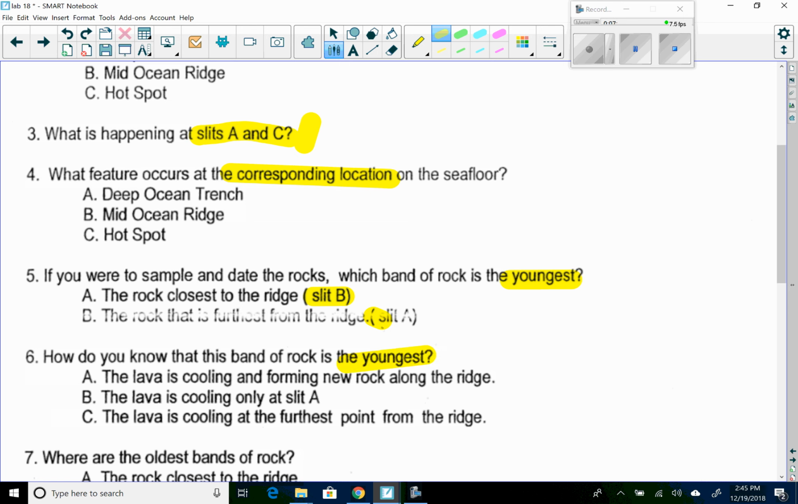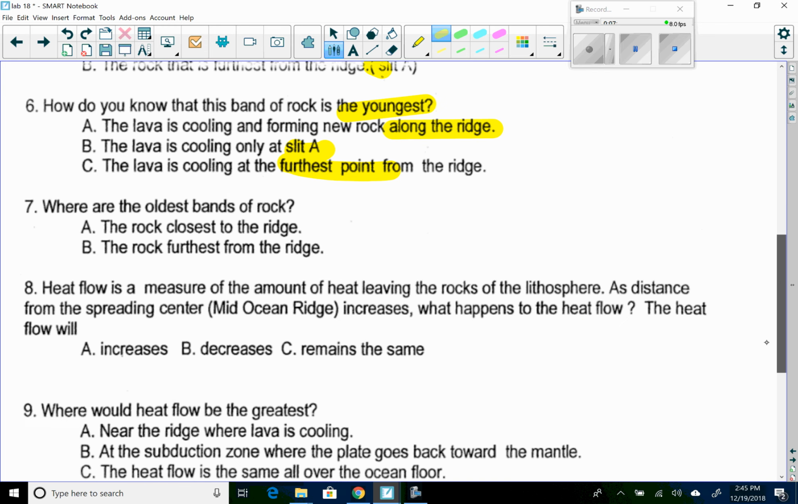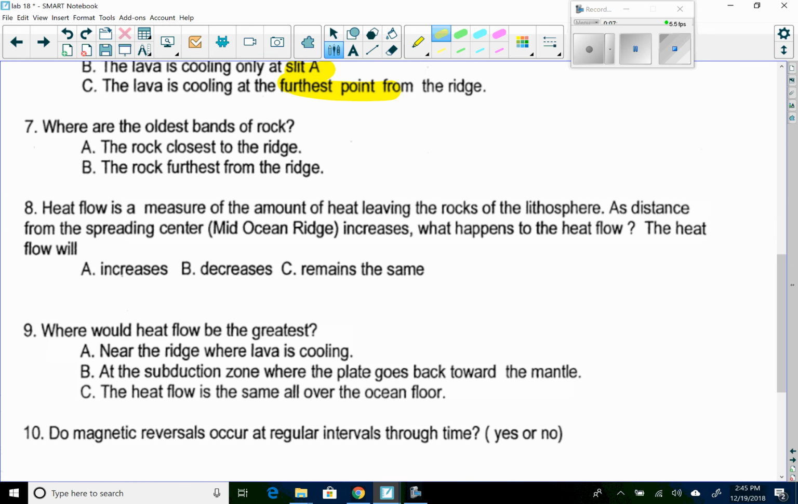A, the lava is cooling and formed a new rock along the ridge. B, the lava is cooling only at slit A. C, the lava is cooling at the furthest point from the ridge. Number 7, where are the oldest bands of rock? Choice A, the rock closest to the ridge. Choice B, the rock furthest from the ridge.